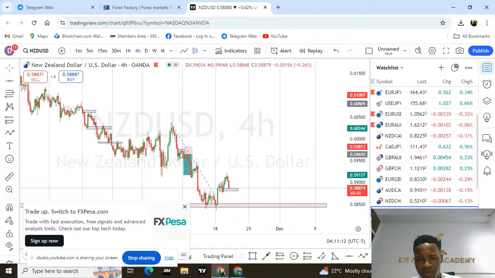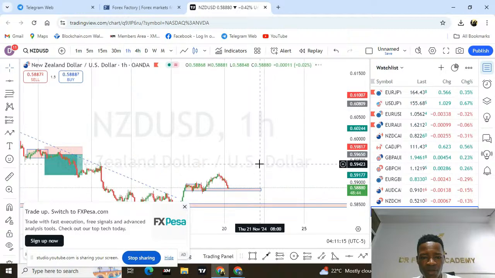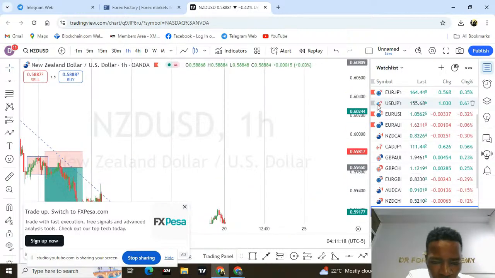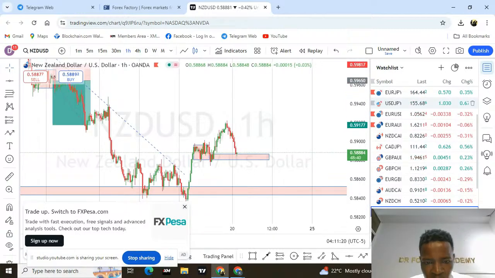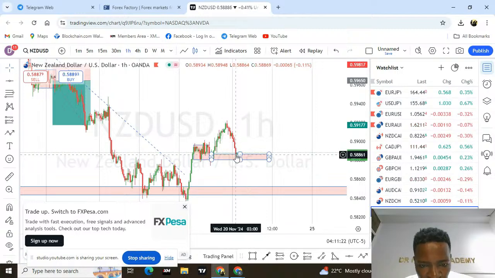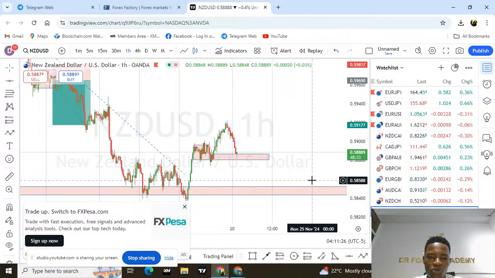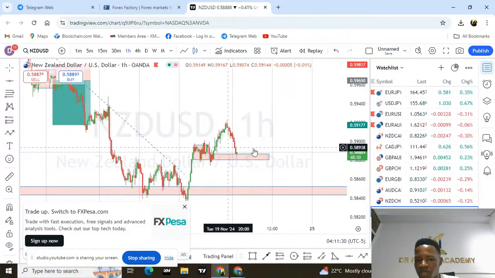NZD is not an A setup. Okay, NZD I said you have to confirm with the closure of 1 hour on the order block. Let's see, how has the market closed? It has closed above the order block. So the closure of the current 1 hour will be the confirmation of the entry of NZD. But NZD is not an A setup until the confirmation of the order block.